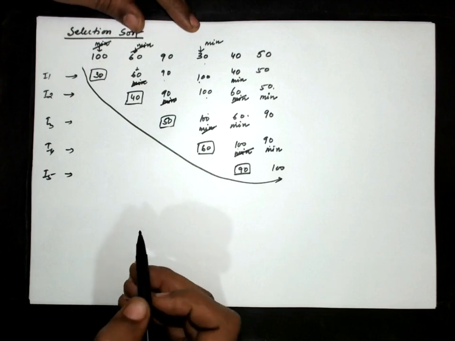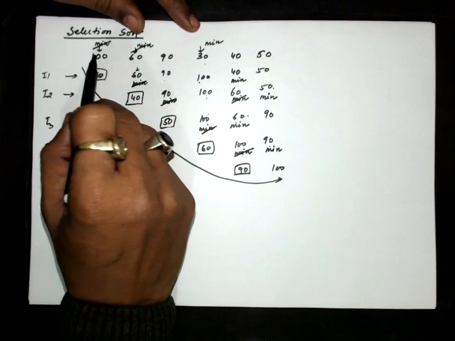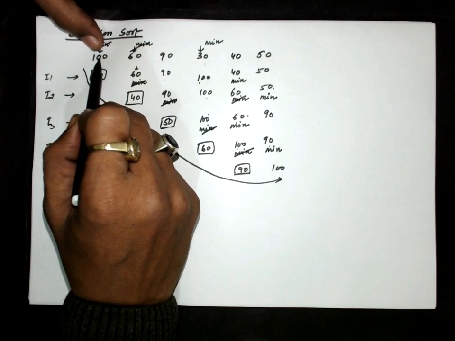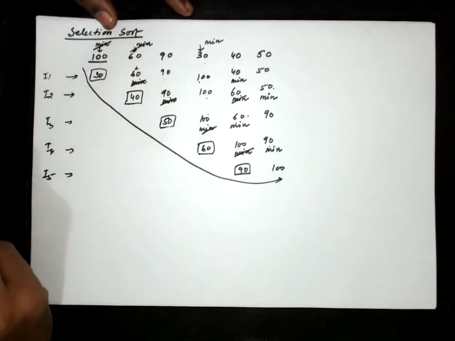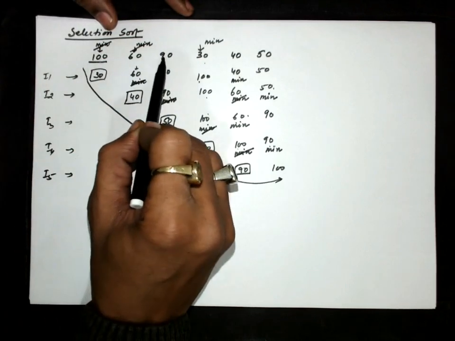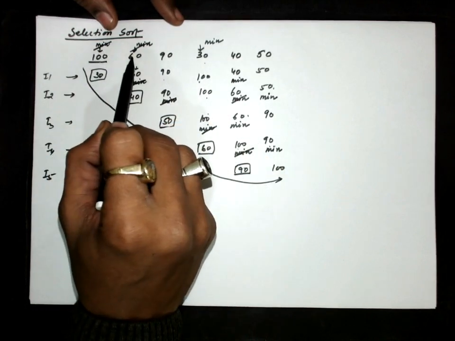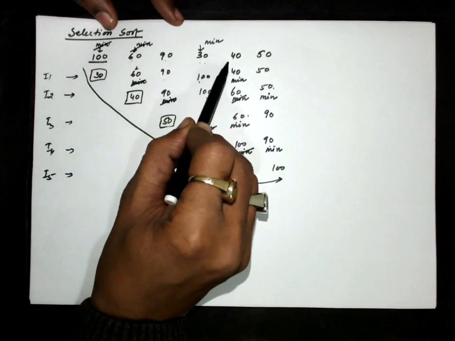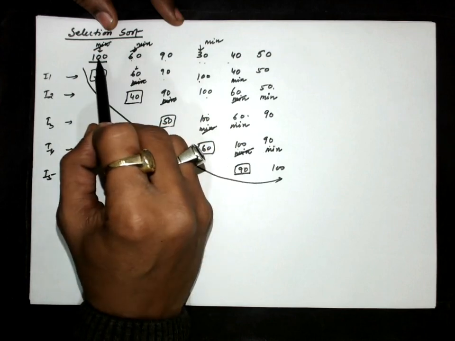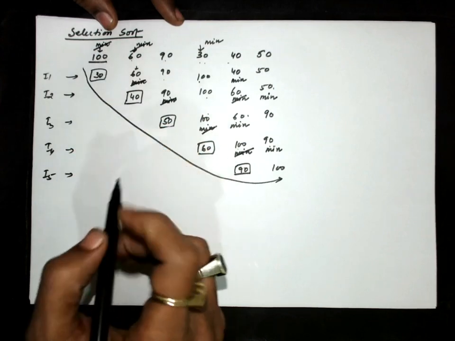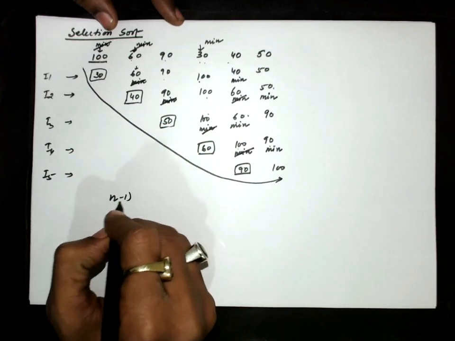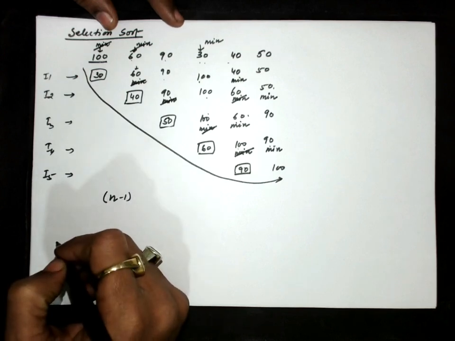How many comparisons took place in the first iteration? I fixed this element as minimum, meaning the first element was fixed as minimum, and then the rest of the elements were compared with this element. It means the number of comparisons in the first iteration was 1 less than the total number of elements. So if I have n elements, the number of comparisons is n minus 1.